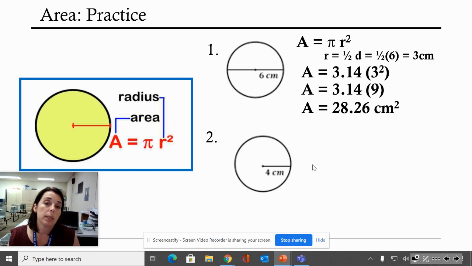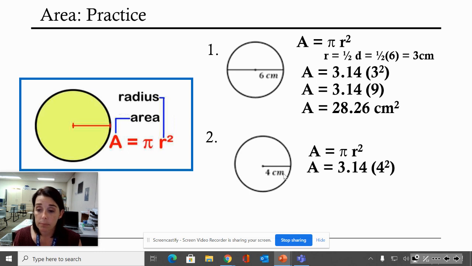Now our second example is going to be a little bit easier because they give us the radius, so we don't have to do this little first step where we cut the diameter in half. We can just take that 4 and plug it straight in. So make sure you know the right equation to use. This is our area equation. Area equals pi times r squared. We're going to replace all of the symbols or letters with the information that we have or is provided to us. So pi is still going to turn into 3.14, and the radius this time is going to come straight off my picture, and it's going to be 4 centimeters.